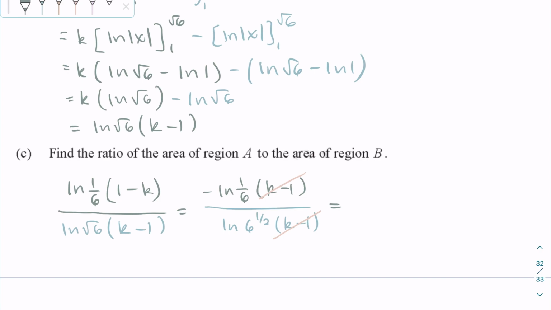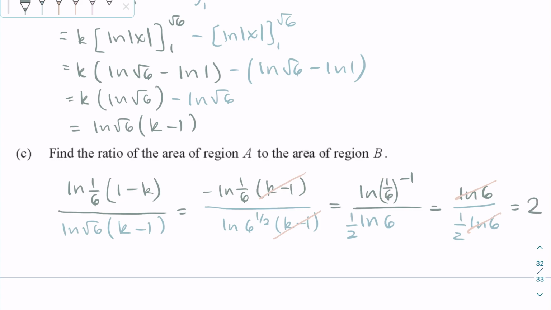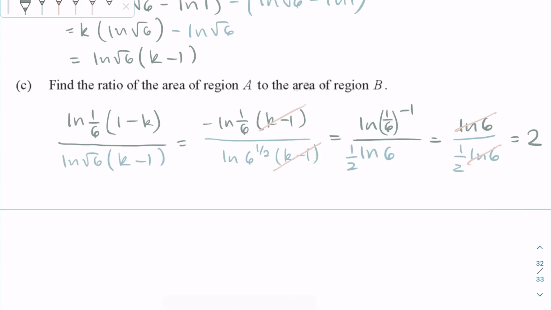We can then further simplify by writing the top as ln 1 over 6 to the power of minus 1, because we can bring the minus into the ln by raising the inside to the power of minus 1. The bottom can also be written as 1/2 ln of 6 if we bring the exponent out of the log. The ln of 6 cancel out, and at the end we get 2. This represents the number of times A is greater than region B. So the ratio of A to B is 2 to 1.